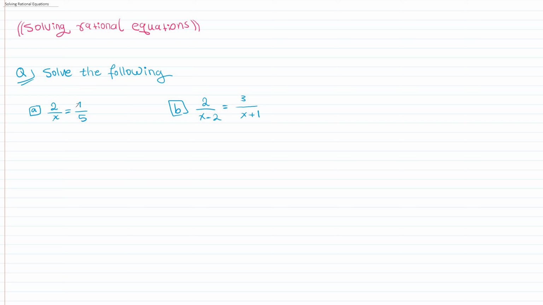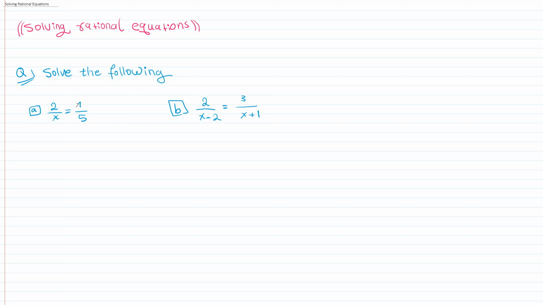In order to solve this type of question, students, the best thing to do is cross product. What's cross product? When you have an equal sign between two simple fractions, one single fraction on the right and one single fraction on the left, then I can do cross product. If not, I cannot directly cross product.